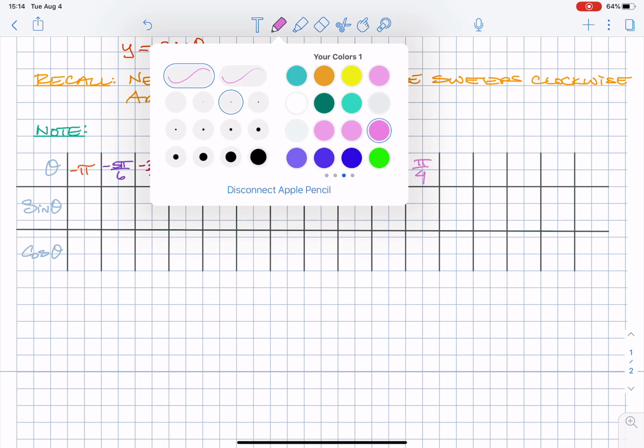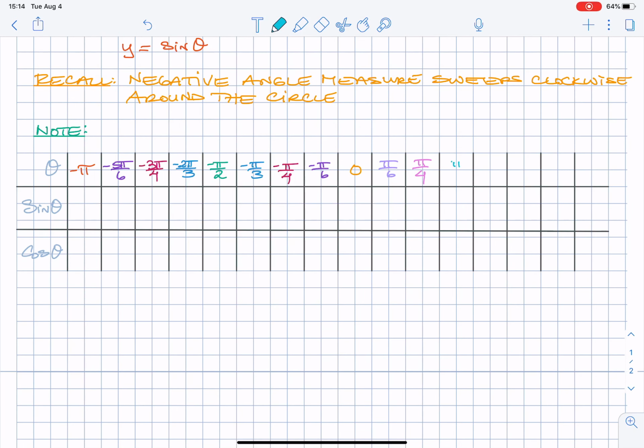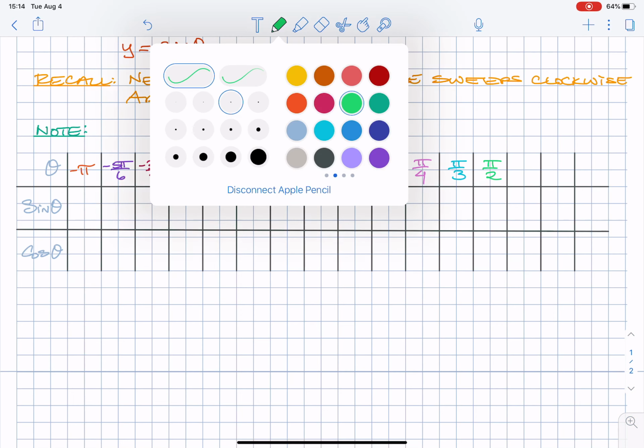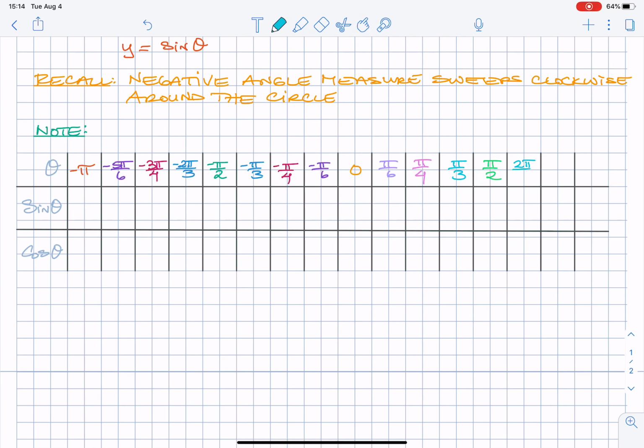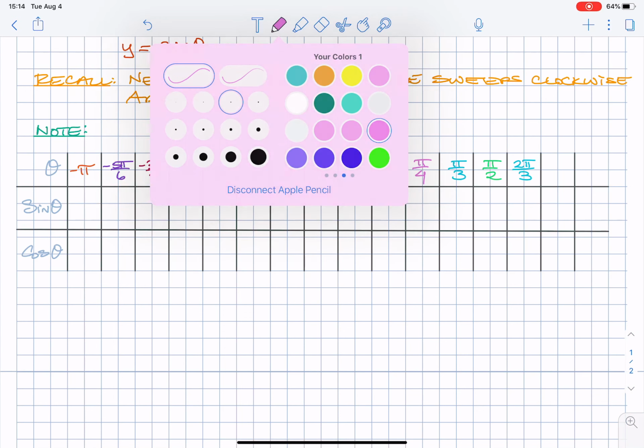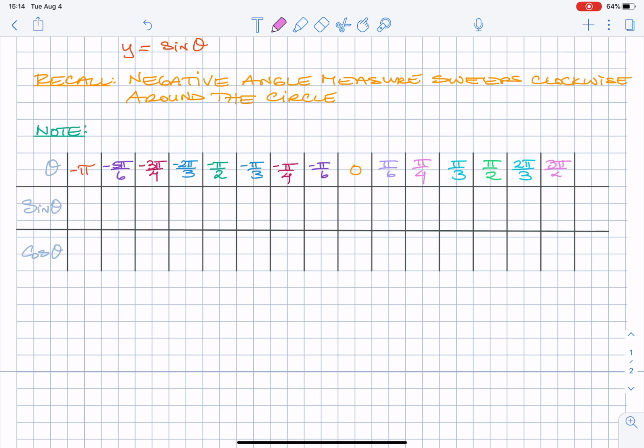Well, let's see what we have. Positive pi over 3, positive pi over 2, positive 2 pi over 3, positive 3 pi over 4, positive 5 pi over 6. Yep, I want to put one more, so what I'm going to do, I'm going to make these a little bit smaller over here, the sine and the cosine. I'll draw them a bit smaller, and I'm going to move everything over just one block so I can fit one more in here.